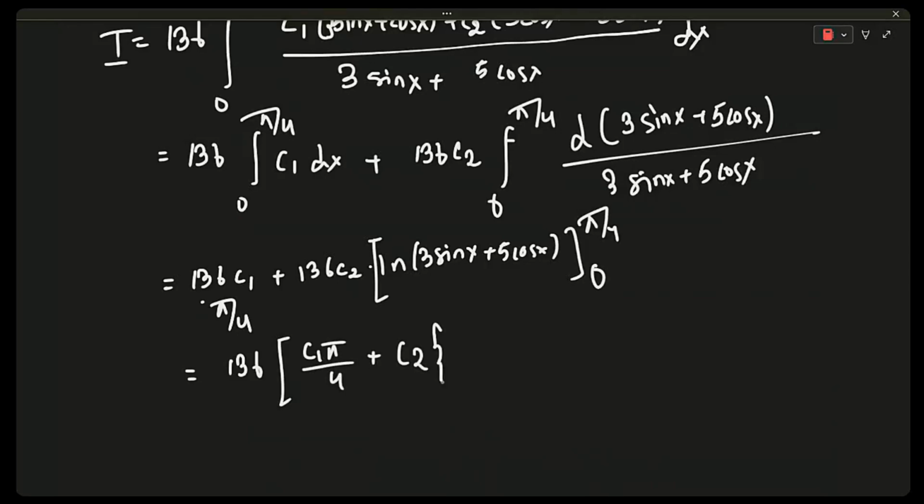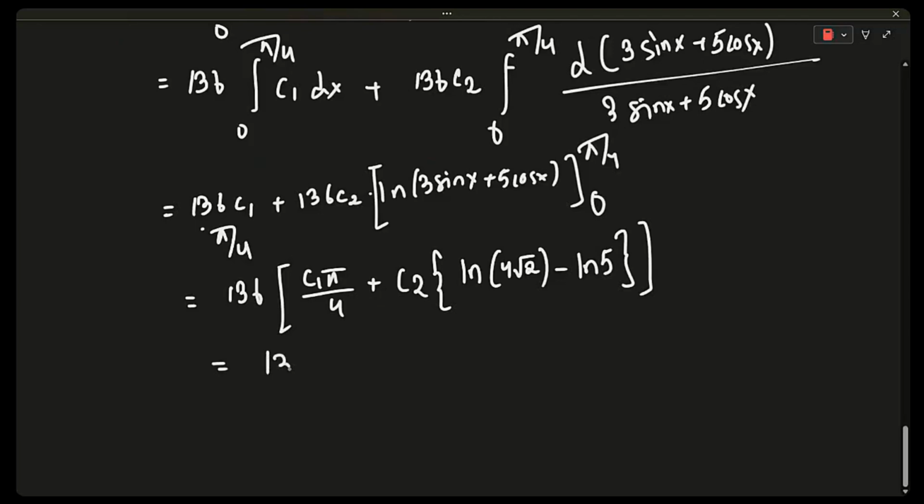And now let's evaluate this at pi by 4. So at pi by 4, you can see this is (3 plus 5) by root 2, which is 8 by root 2, which is 4 into 2 by root 2, which is 4 root 2, correct? Minus, when you put 0, it simply becomes ln of 3 into 0 plus 5 into 1, which is ln of 5.